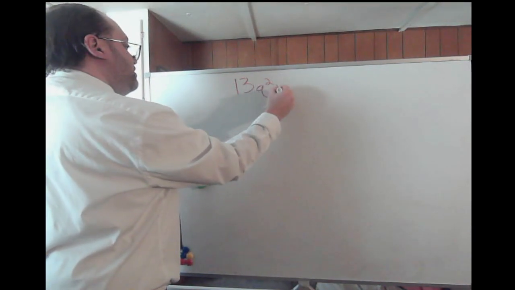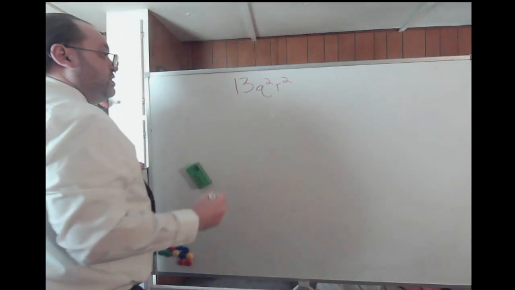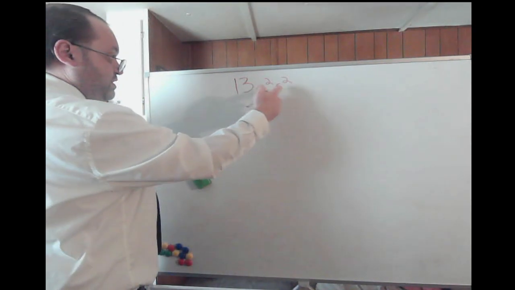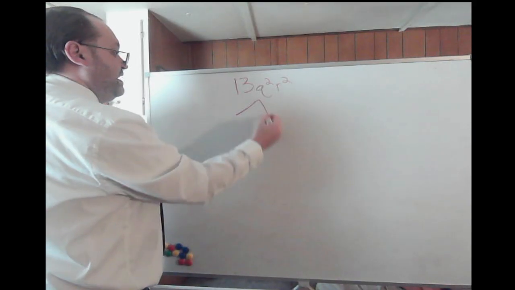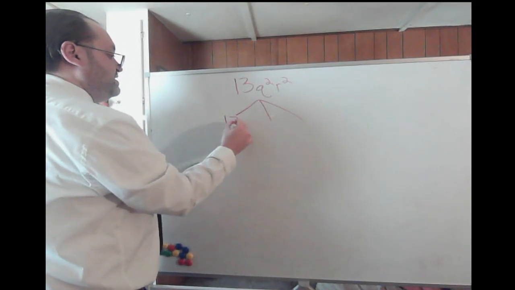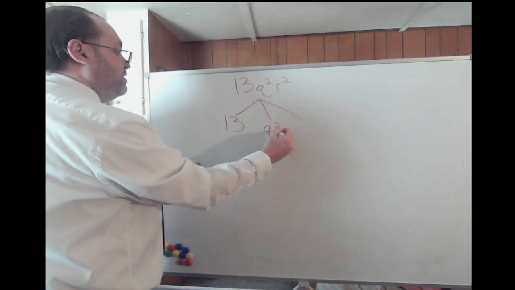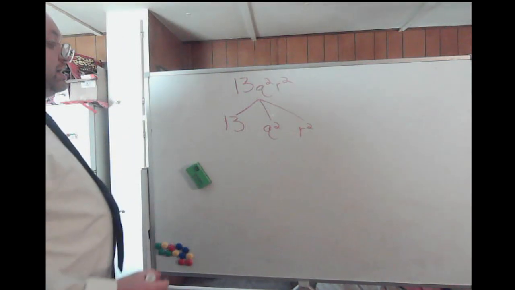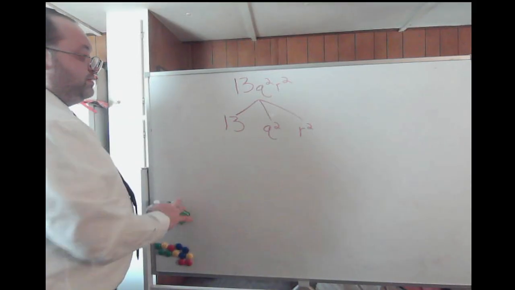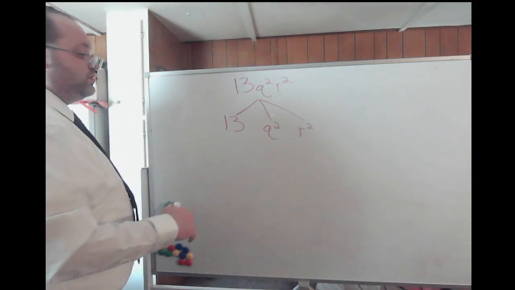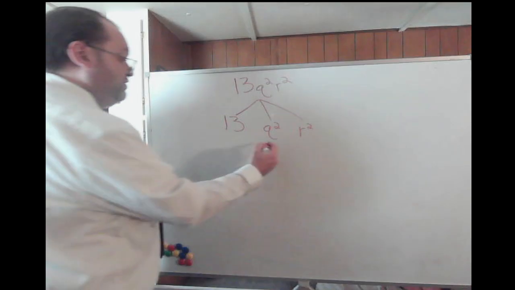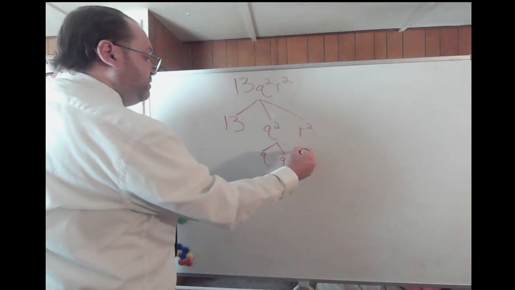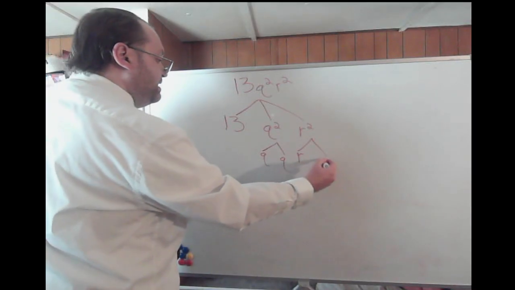13q squared r squared. So that tells us we have 3 things being multiplied. We have 13 times q squared times r squared. So let's break that down here. You have 13, then you have q squared, then you have r squared. Well, 13 factors no further. 13 will factor no further because it's a prime number. But q squared can factor into q times q. R squared can factor into r times r.